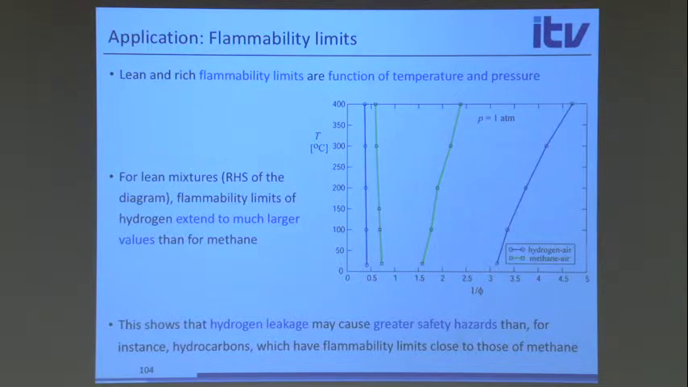Hydrogen ignites under more rich conditions, but especially under lean conditions. You see, if you are at an equivalence ratio lower than, what is this, 3/2 is 2/3, 0.6 or something, then methane wouldn't burn anymore, but hydrogen goes down to an equivalence ratio of 0.3. So hydrogen is very dangerous. If you have a small hydrogen leak, it can lead to an explosive mixture very quickly.